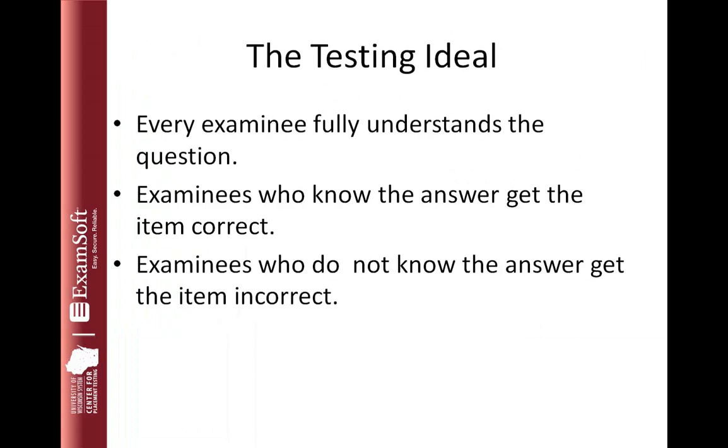In the testing ideal, every examinee fully understands the question. They fully understand what is being asked of them. The examinees who know the answer will get the item correct, and the examinees who do not know the answer will get the item incorrect. Most of these rules are for multiple choice items. Most of them will also apply to true-false items. The exception is if we are talking about any of the distractors or the incorrect options. Since a true-false is simply the answer is either true or false, anything talking about the distractor will not apply there.